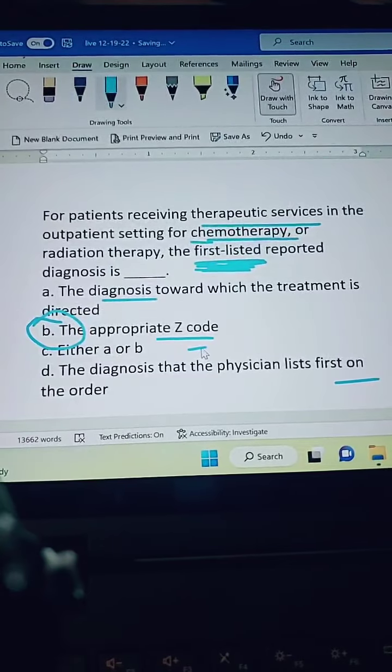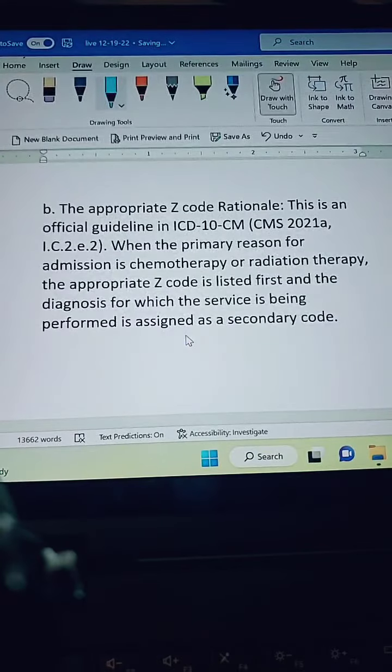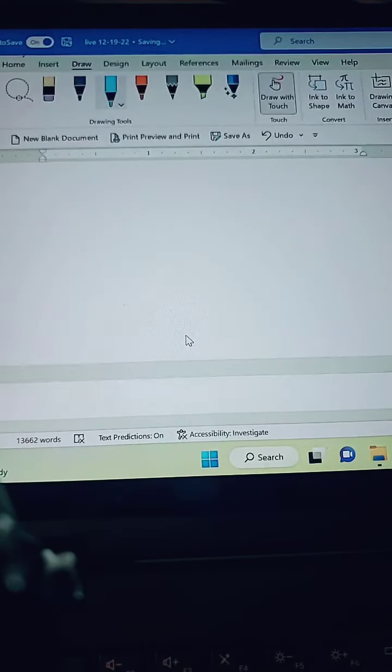Yes, it is B. So be sure you can put these together. First listed chemotherapy will always be a Z, and you'll get that one right, no matter how they have the question written.